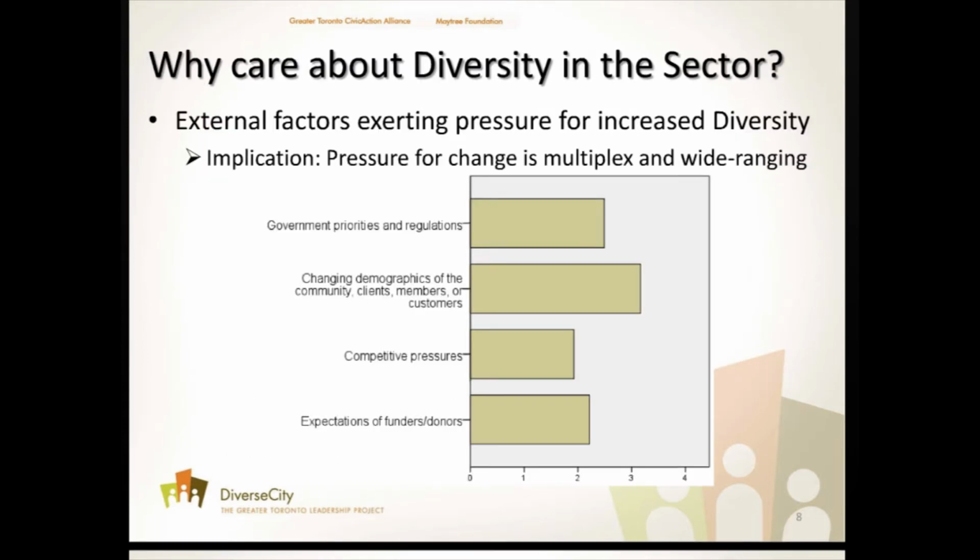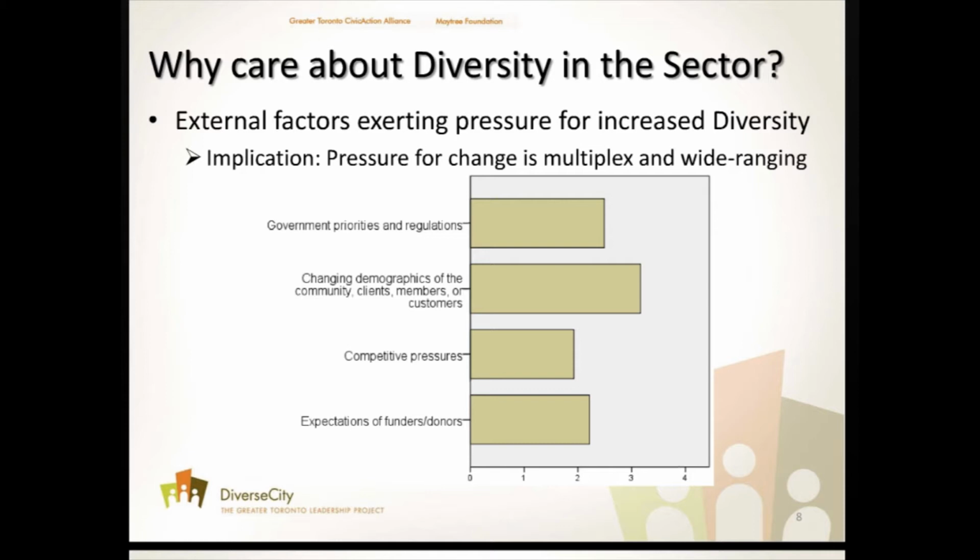So if that's what diversity in nonprofit governance in the GTA looks like, we might ask why. Not only why we care about diversity, but what implication this has for the nonprofit sector. We asked respondents to give us a sense of what kind of pressures they were facing to push them toward diversity. Are there forces beyond the bounds of the organization that are encouraging them to embrace greater levels of diversity in their leadership and their governance?